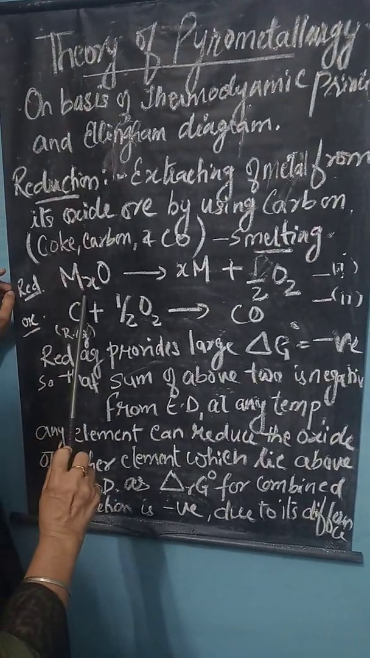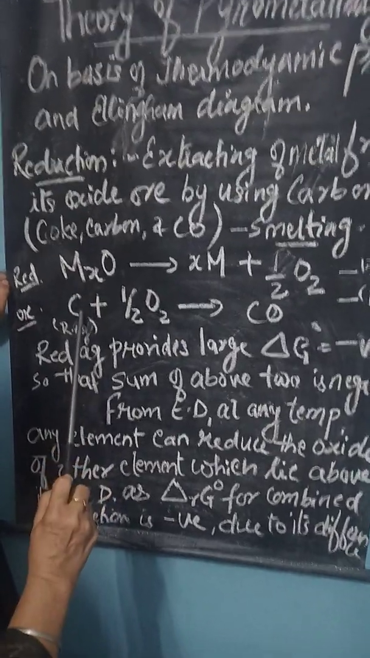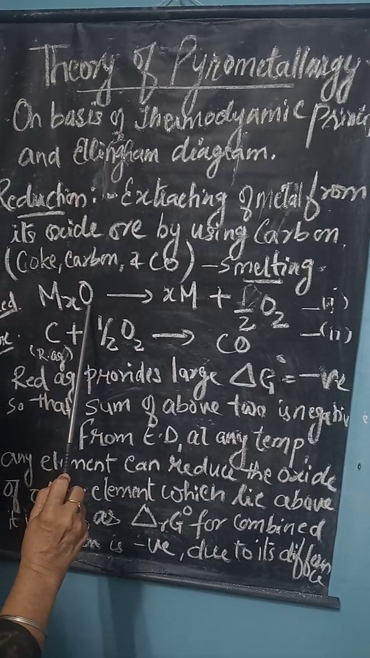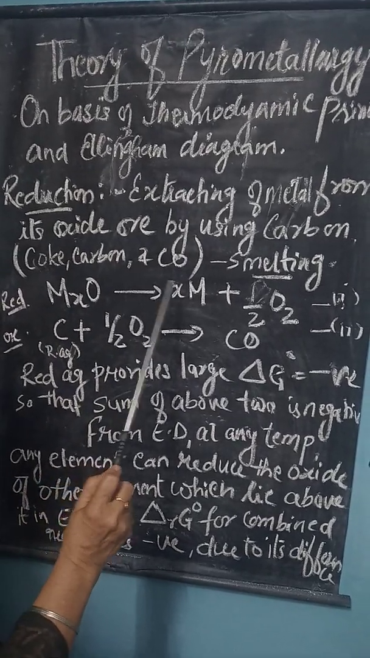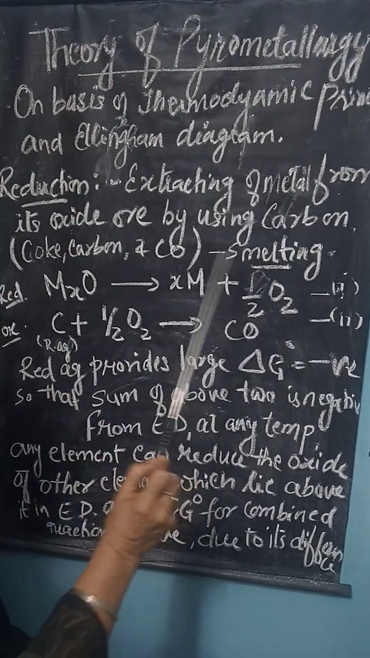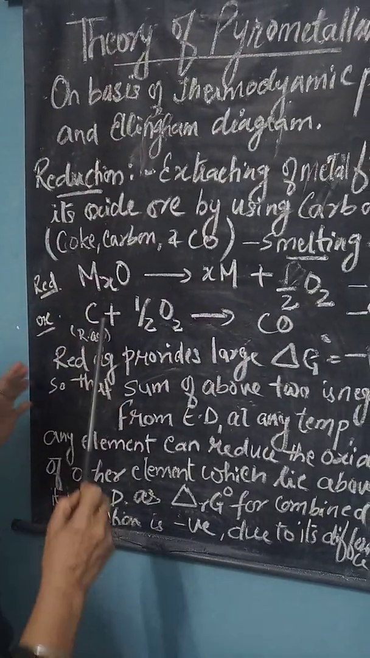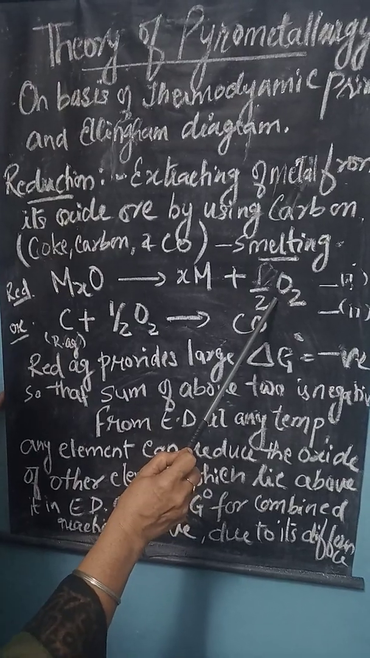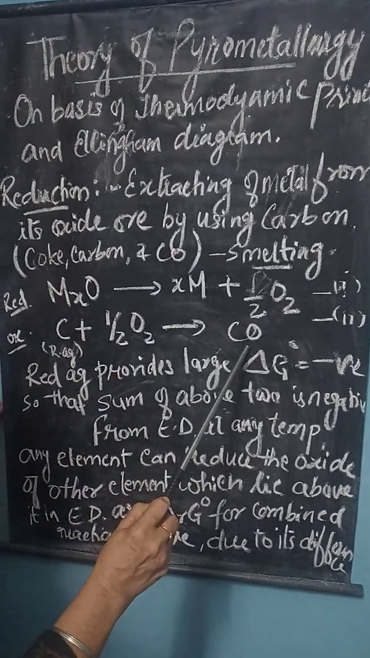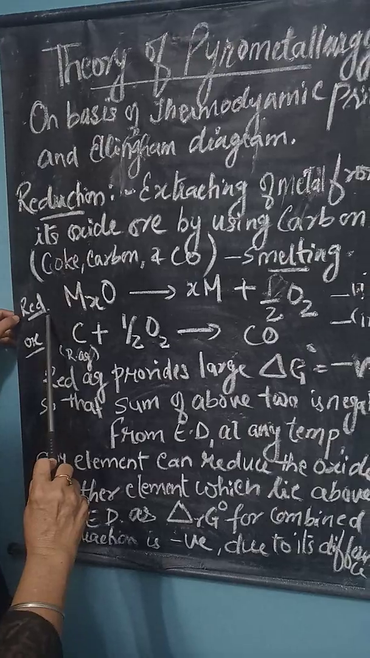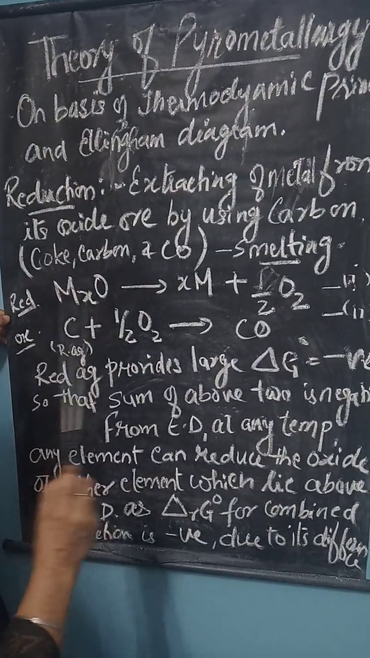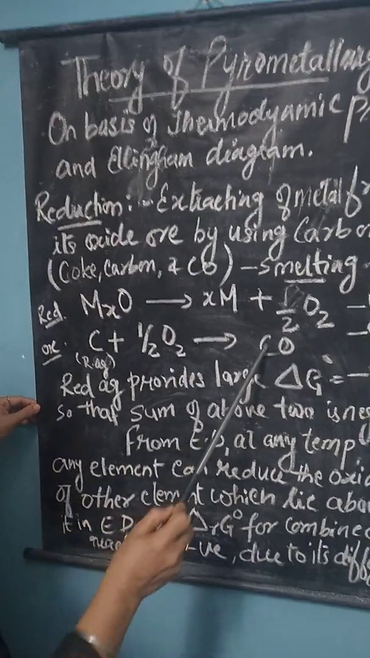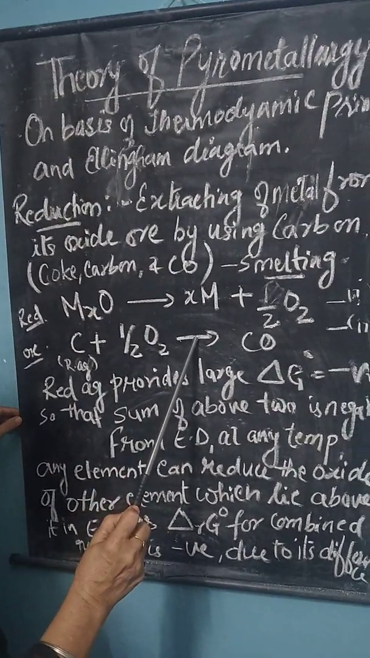So, when the metal oxide is treated with carbon, I have written this whole reaction in two steps. In the first step, what happens? Metal oxide decomposes to form metal and oxygen. And then there is one reducing agent, that is carbon, which reacts with this liberated oxygen and forms carbon monoxide. As you have studied in the lower classes, removal of oxygen means reduction. Addition of oxygen means oxidation. So the redox reaction has taken place here.